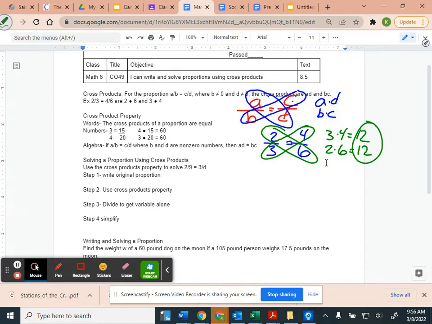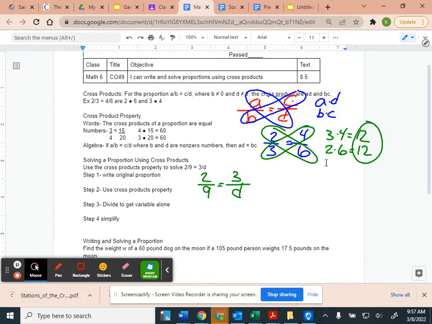So we use those cross products to find out if they are proportionate. So, cross product property. The cross products of a proportion are equal. So the algebra is using those letters, and the numbers are just putting those numbers into it. So solving a proportion using cross products. Use the cross products property to solve 2/9 equals 3 over D.